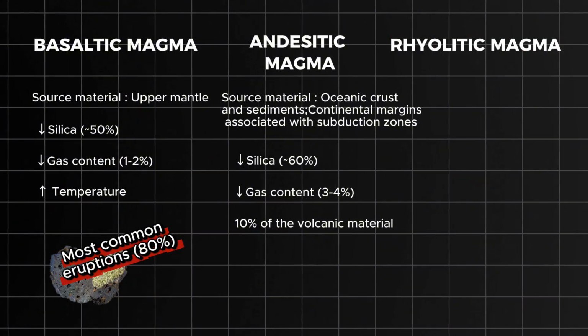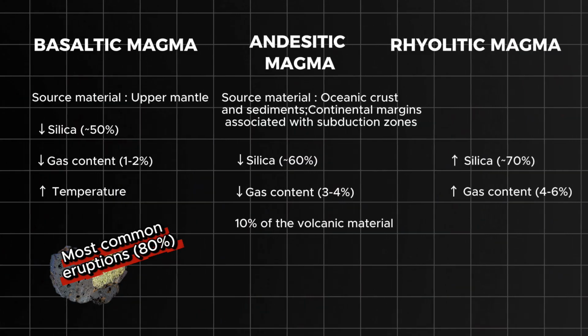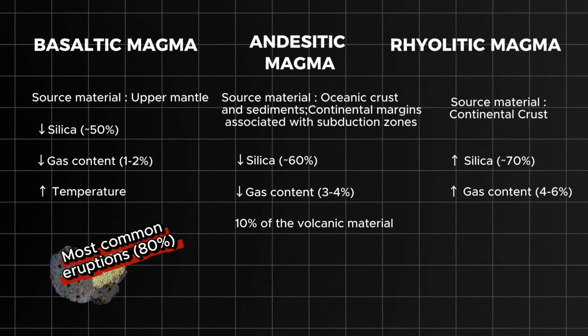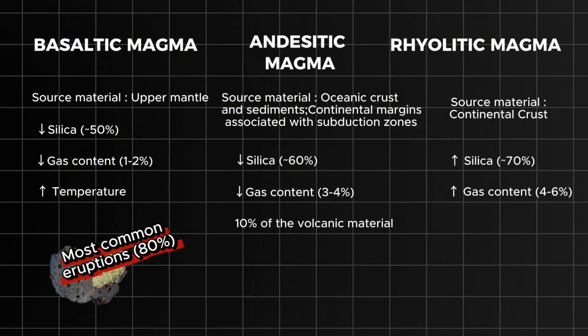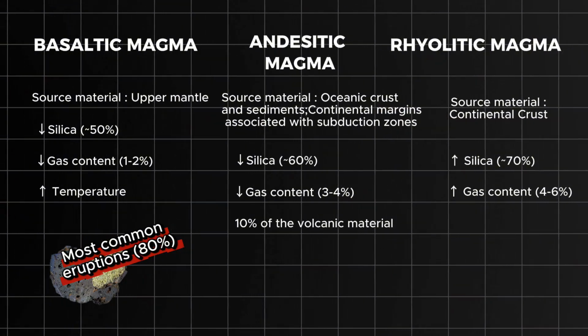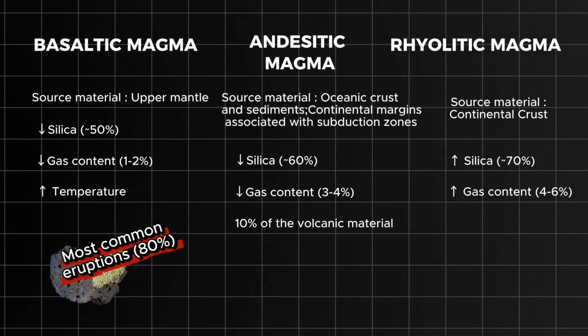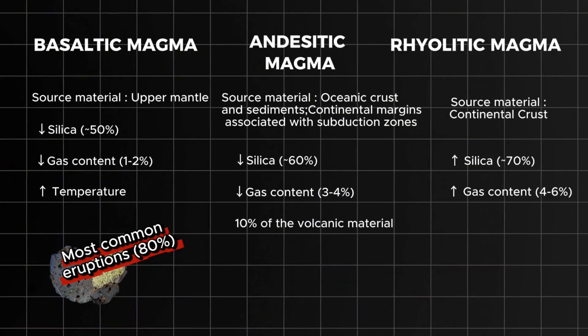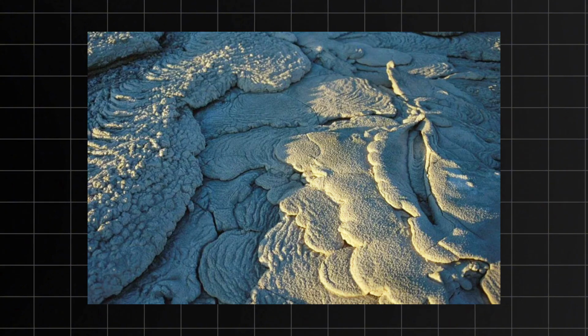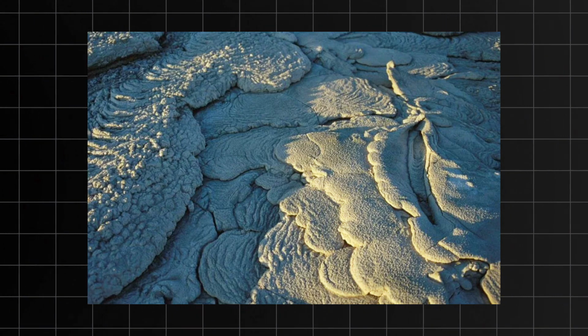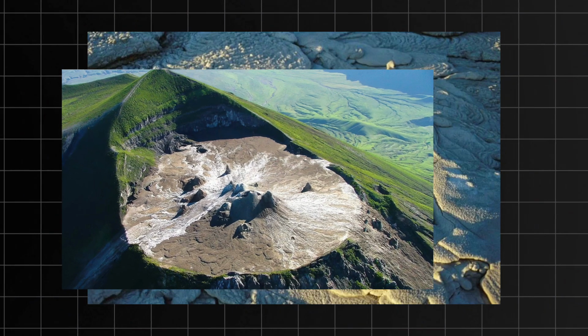Rhyolitic magma is silica-rich and volatile-rich, occurring mostly in continental crust. Its high viscosity slows ascent, forming thick lava flows, domes, and granite batholiths. Rhyolitic magma solidifies between 800 and 1000 degrees Celsius, has a reddish color, and accounts for roughly 10% of volcanic material. An unusual type of lava is carbonatitic lava, such as at Ol Doinyo Lengai in Tanzania.